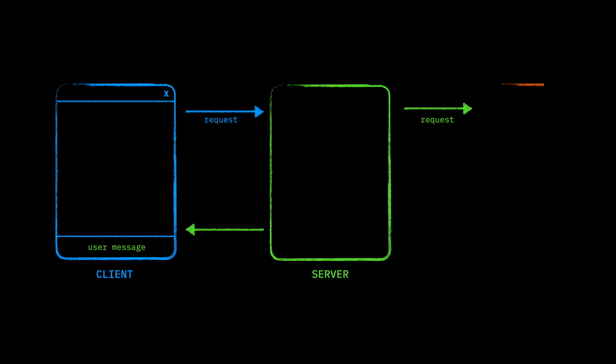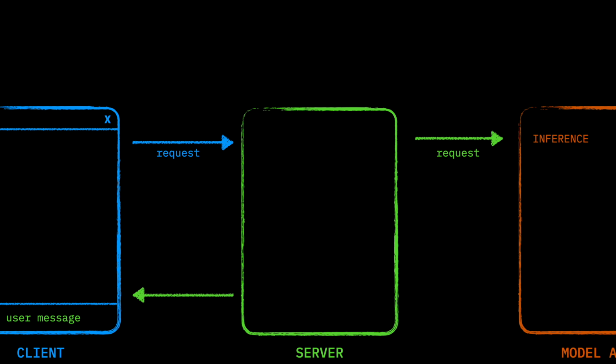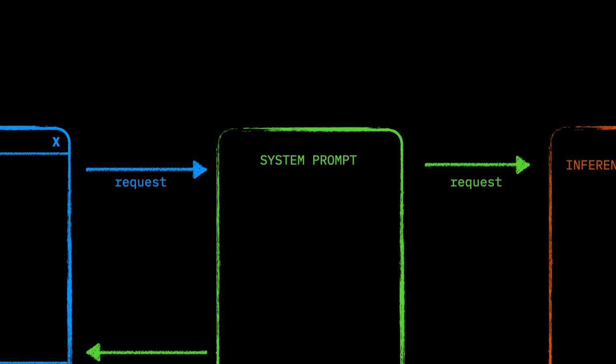Here is something familiar: an AI chatbot. You type into the chat box, you hit send, and a reply comes back. But your message doesn't go straight to the model. It gets wrapped into a request, sent to a server, and then forwarded to the API that actually runs the model. Your message is in that request, obviously. But the server adds something you never see. It's called the system prompt.